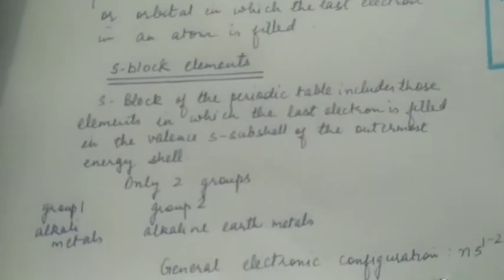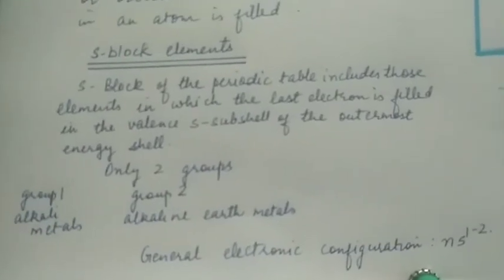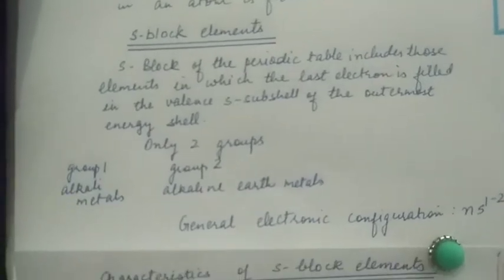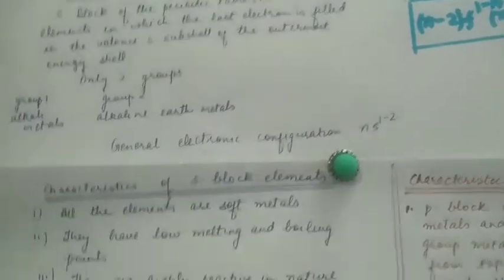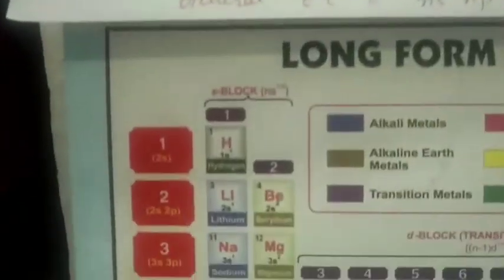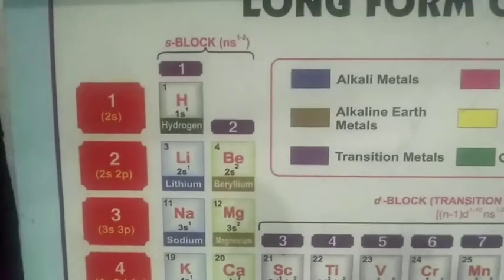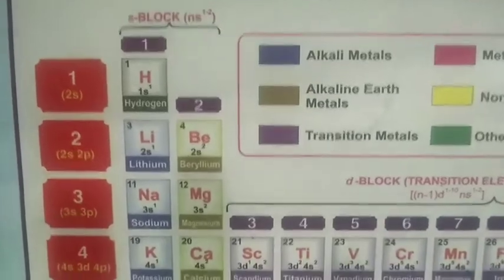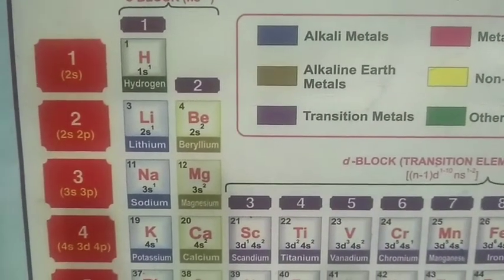1. S block elements. The S block of the periodic table includes those elements in which the last electron is filled in the valence S subshell of the outermost energy shell. There are only 2 groups, called alkali metals and alkaline earth metals. Group 1 has 1 electron in the outermost shell and group 2 has 2 electrons in the outermost shell.